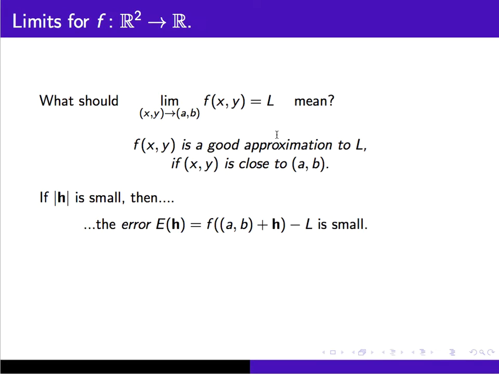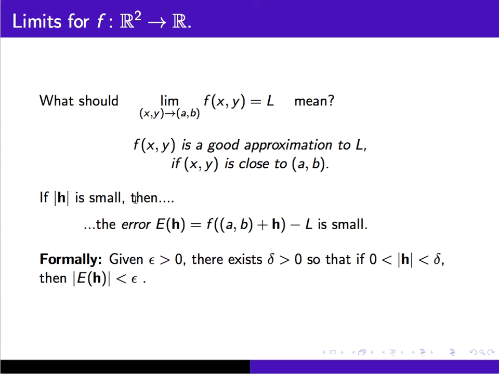That means that the error in approximating L by f of (a,b) displaced by h, so that's f of (a,b) plus h, where we add the components of h to each of the coordinates to move by h, we want to say that that error is small. We still have the issue of what it means to be small, but we know how to handle that using epsilon and delta. Given an epsilon, there exists a delta so that if the magnitude of h is less than delta, then the error is less than epsilon.